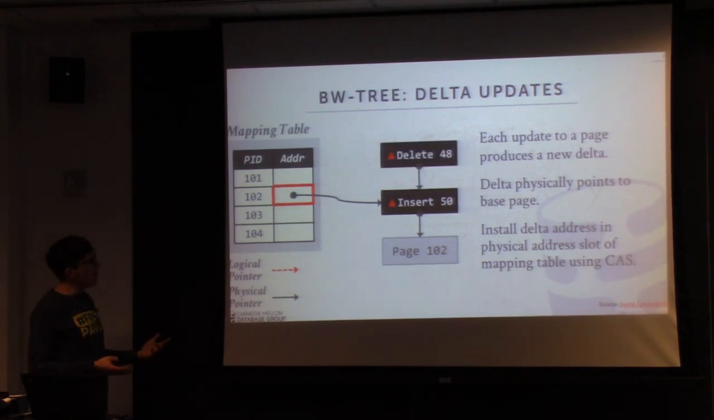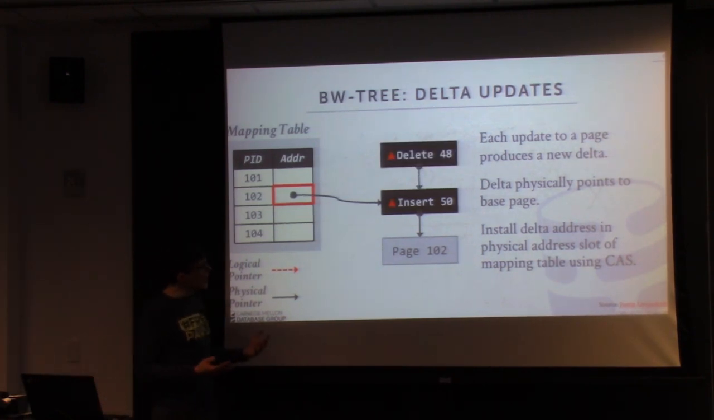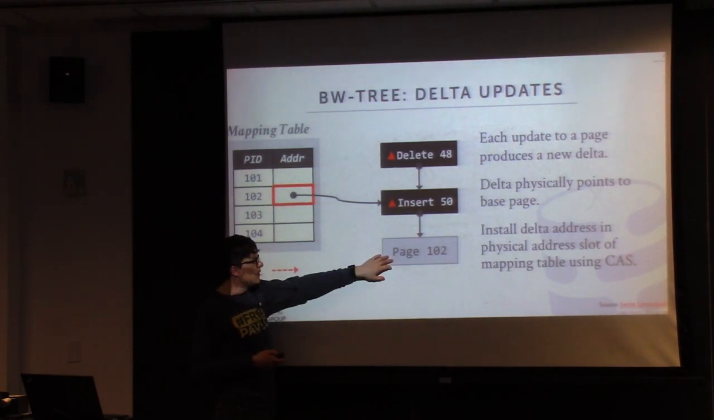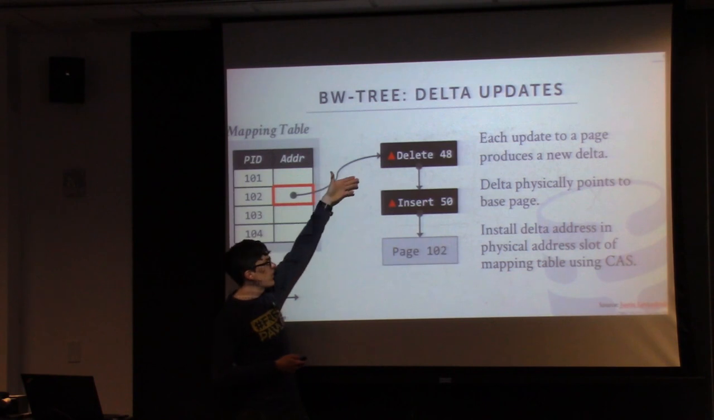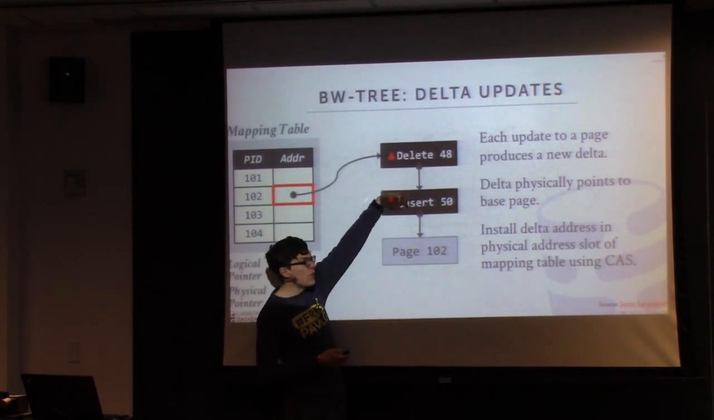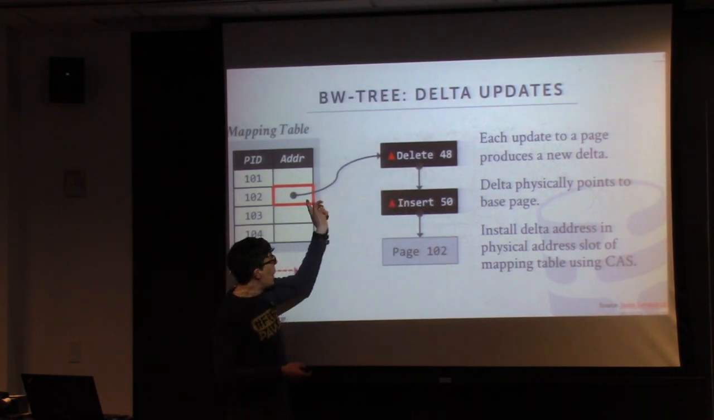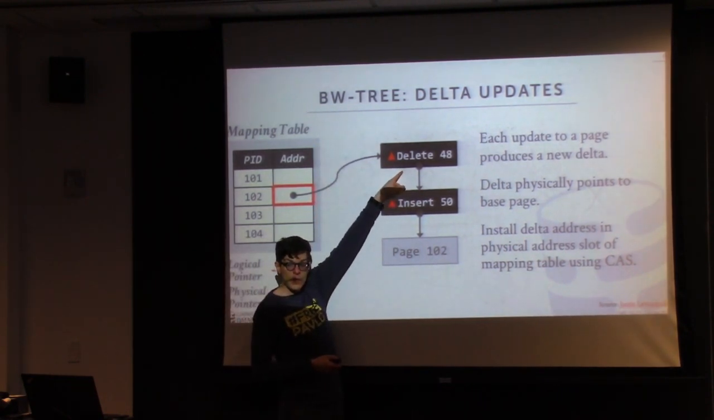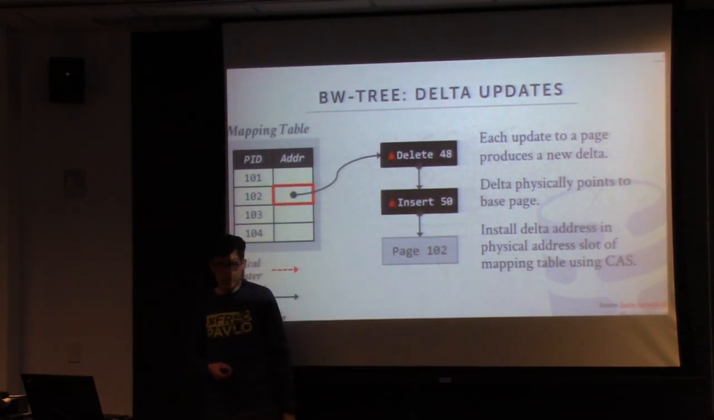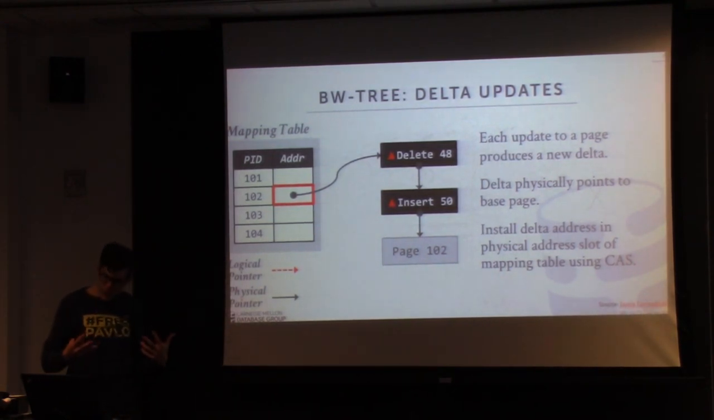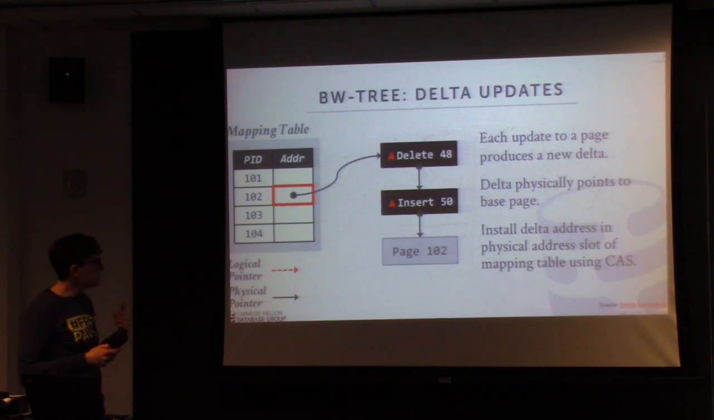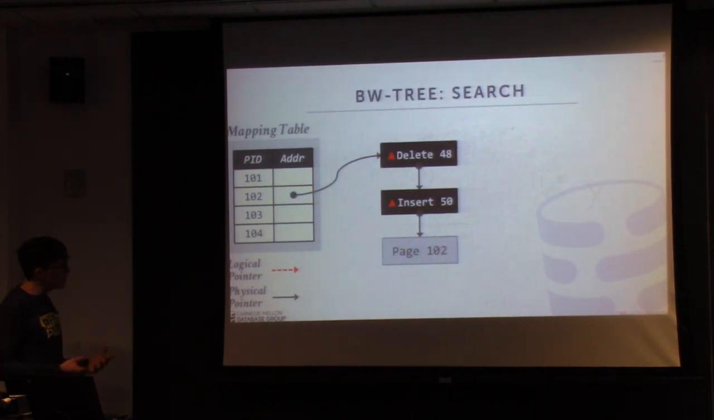Same thing if I have another modification made to this page, say I want to delete key 48. I would first set it up so that this delta record points to the physical address of the previous delta record, and then I do a compare and swap so that this one becomes the head of the delta chain. So this is clear what's going on here, right? It's pretty straightforward.